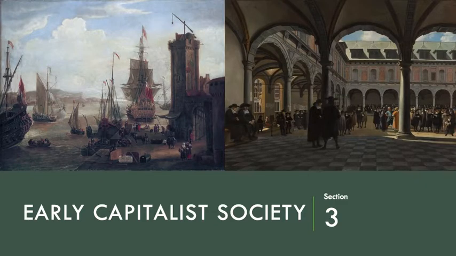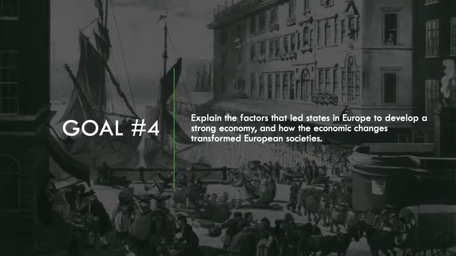So looking at early capitalist society, we're going to be learning about the economic system that emerges in the early modern era, known as capitalism. This is an early form of capitalism. We'll study this a little bit more in depth when we get to the Industrial Revolution, and that's more like Chapter 30. So for now, let's focus on this goal, which is to explain the factors that led states in Europe to develop a strong economy and how the economic changes transformed European societies.